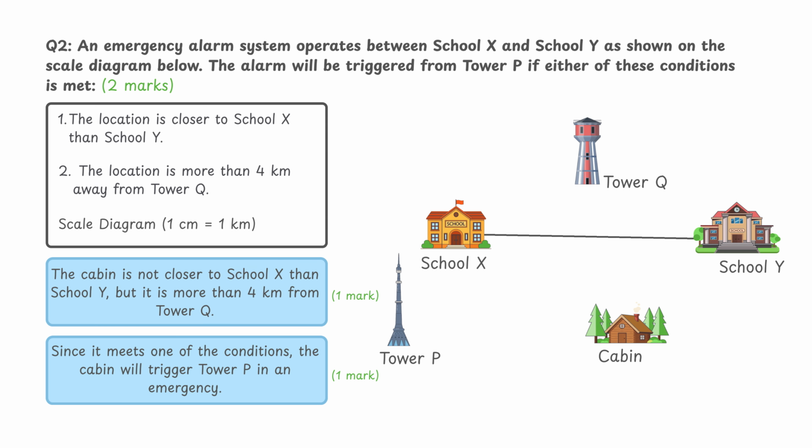Now let's bring everything together. The cabin does not satisfy the first condition because it is closer to school Y than school X. However, it does satisfy the second condition because it is more than 4 kilometers away from tower Q. Now pay attention to the wording of the question. It says the alarm will be triggered if one of these conditions is met. This is very important. It means we only need one condition to be true, not both. So even though the first condition is not met, the second condition is enough.